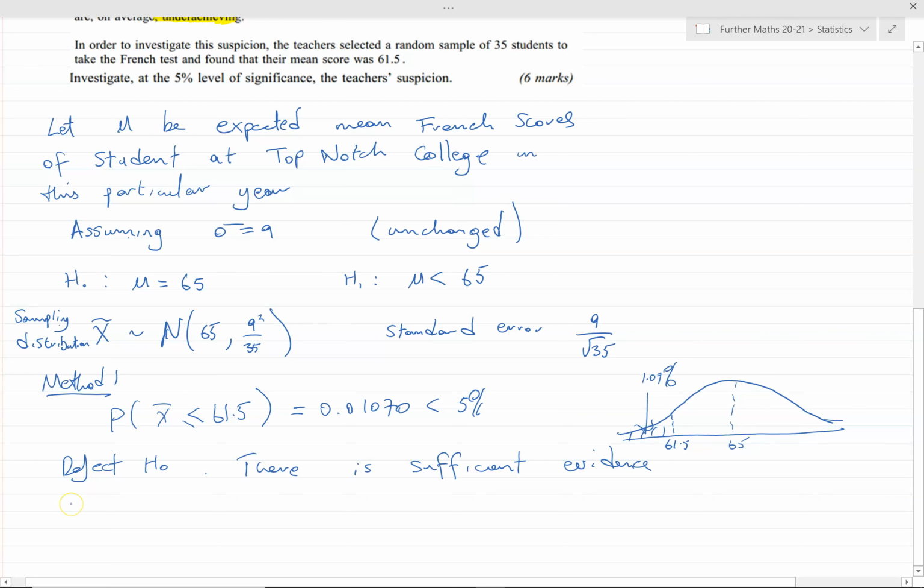There is sufficient evidence to suggest, and we need context as well, that this year's students at top-notch college are underachieving in French.